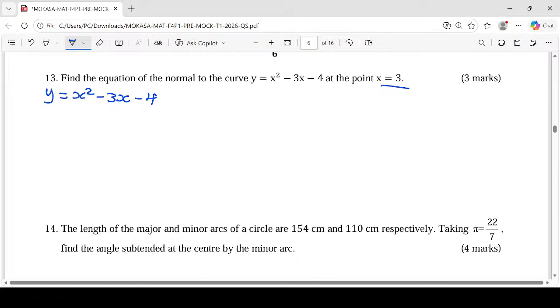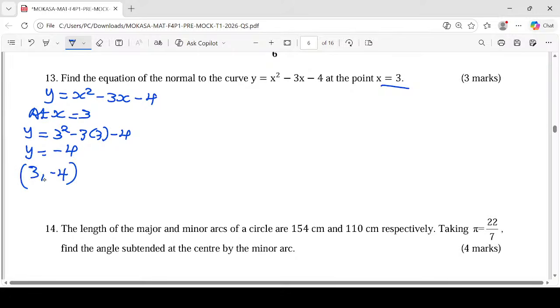So first of all, let's get when x is equal to 3, what's the value of y? At x is equal to 3, the value of y can be given as 3 squared minus 3 into 3 minus 4. So the value of y is going to be negative 4. So that point will be 3, negative 4.